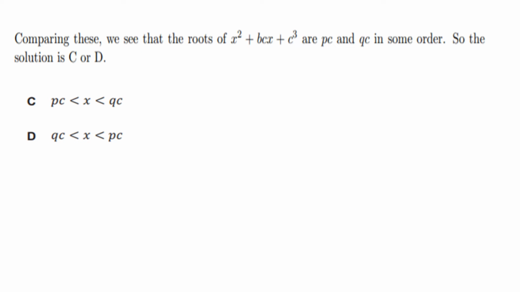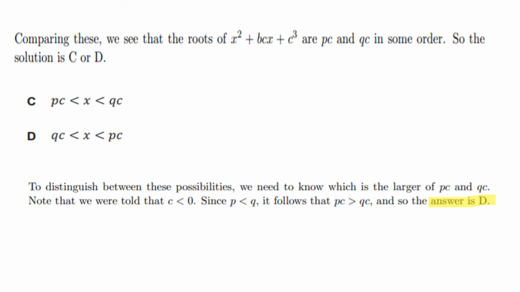Let's look at that in a bit more detail. As I said, pc and qc are the possible solutions. We've got C or D here. In one it's between pc and qc, in D it's between qc and pc. The point being, c is less than 0. That was part of the question. And since p is less than q, multiplying through by a negative, we reverse the inequality. So in fact it's q that comes first, or rather qc. So D must be the answer.